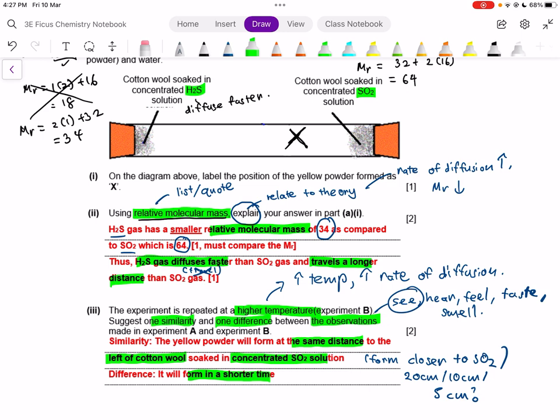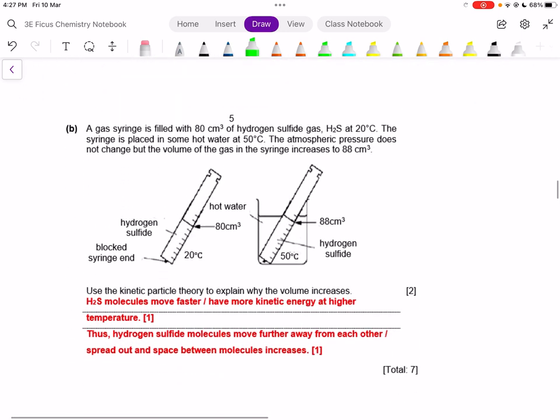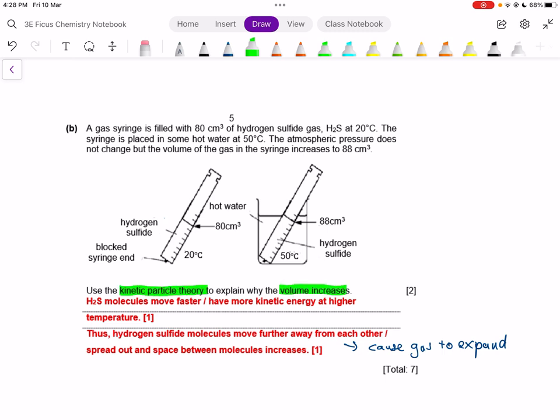Then let's take a look at part 3. No, sorry, I mean B part 1. For B part 1, I think some of your struggles here are about the spacing. Some of you just say the particles move faster in all directions randomly, then causes the gas to expand. The question says to use KPT, kinetic particle theory, to explain how come the volume increases.